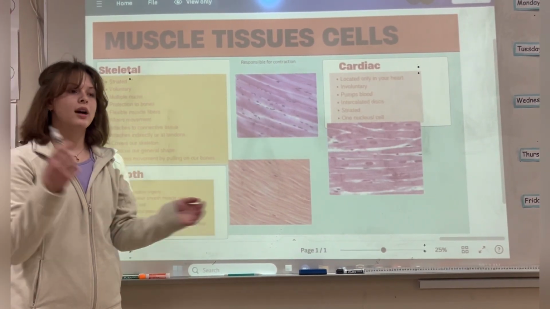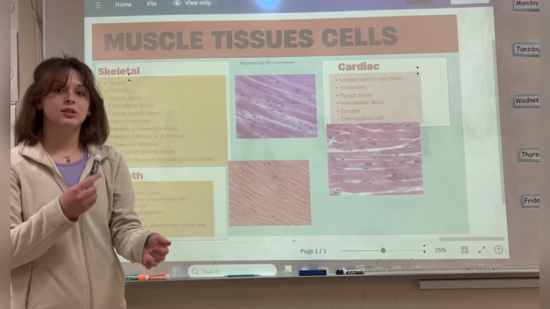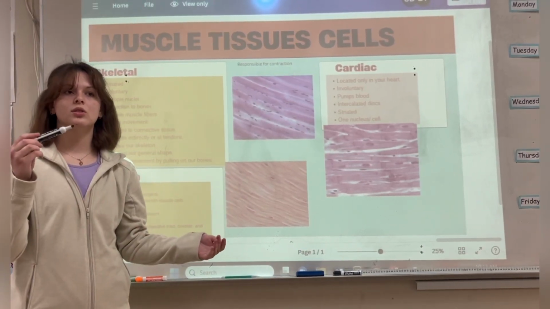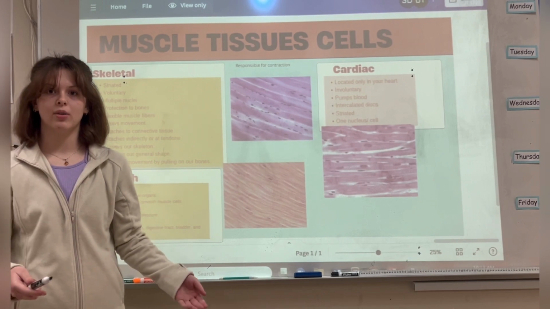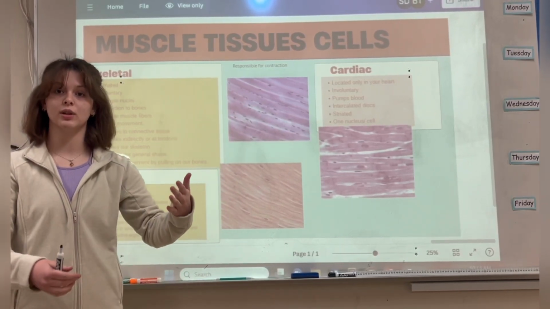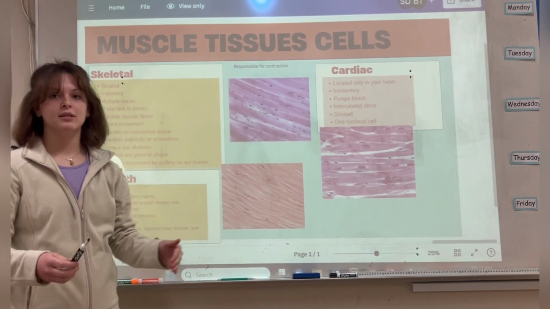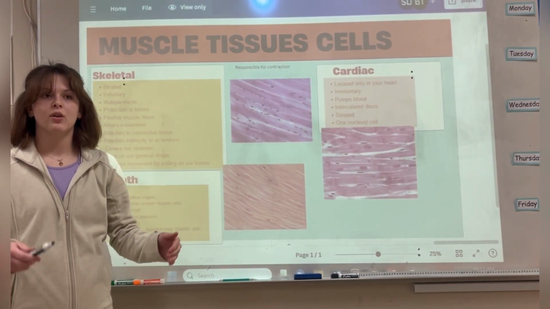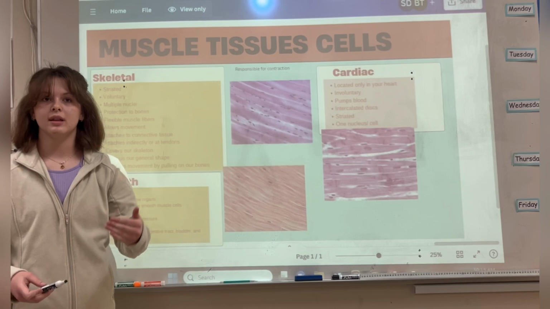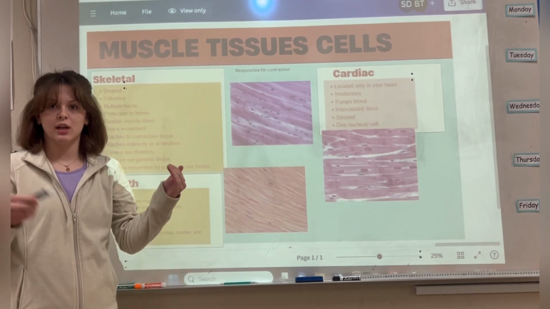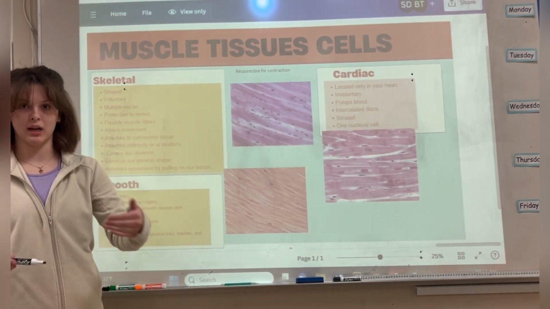So your skeletal muscle attaches via your tendons or to your periosteum, which is on your bone, and that pulls on the bone so that you can move. So the skeletal muscle is voluntary, which means that you tell your body to do it, whereas with involuntary, your body is doing it without you having to tell your body to do it.